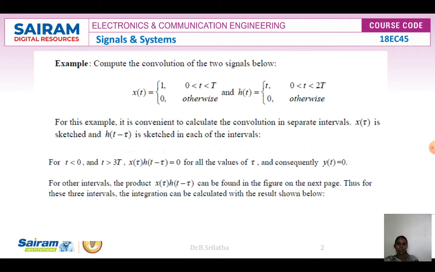In the upper case, if you see, here it is T and here it is 2T, so T plus 2T is 3T. It exists up to 3T, and for t less than 0 and t greater than 3T the value is 0. So y of t, the product of these two, exists only from 0 to 3T. For the other intervals, the product of x of tau and h of t minus tau can be found in the figure, so we are going to find it for the three intervals.